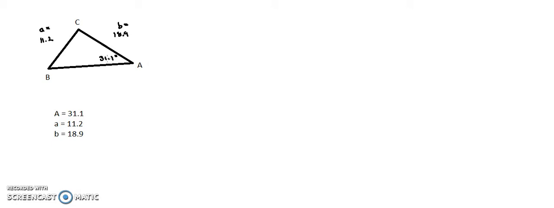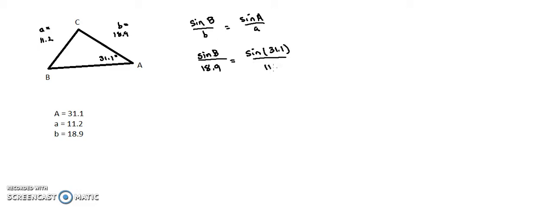So this is where you could end up with 0, 1, or 2 triangles, and you just have to work out the math to see which it's going to be. Alright, so we need to figure out either angle B or angle C. So let's go ahead and go for angle B. So I'm trying to find angle B, so I'm going to put that on top. So I'm going to use sine B over b equals sine A over a, because A is the one that I have information for. Little b is 18.9. We have A, that's 31.1. And little a is 11.2.